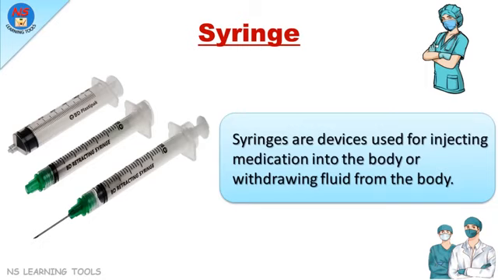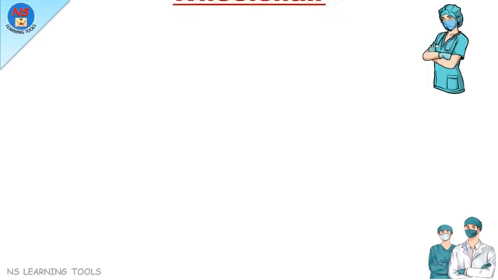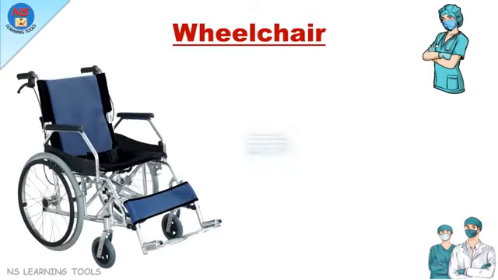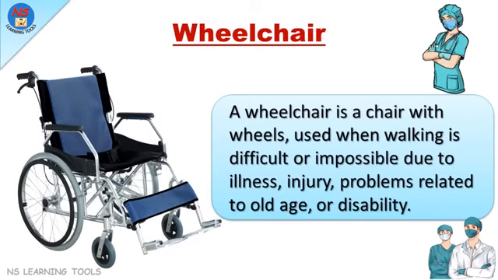Syringe. Syringes are devices used for injecting medication into the body or withdrawing fluid from the body. Wheelchair. A wheelchair is a chair with wheels used when walking is difficult or impossible due to illness, injury, problems related to old age, or disability.